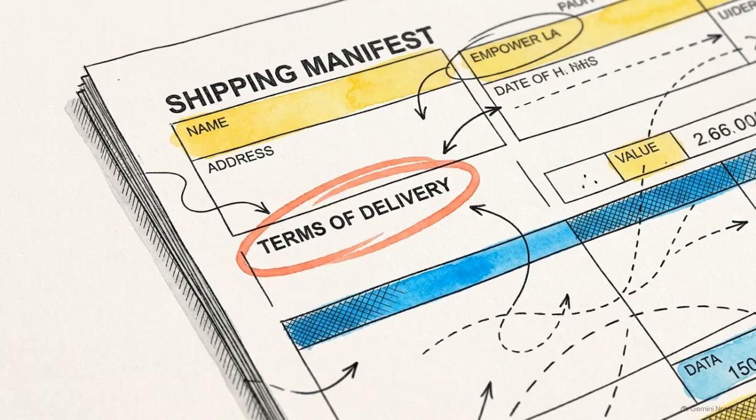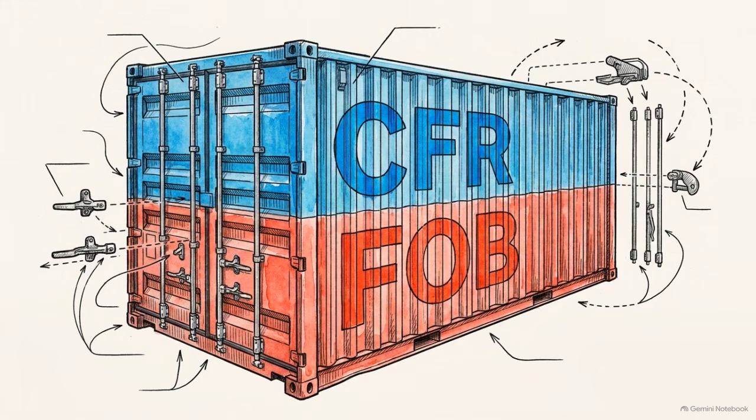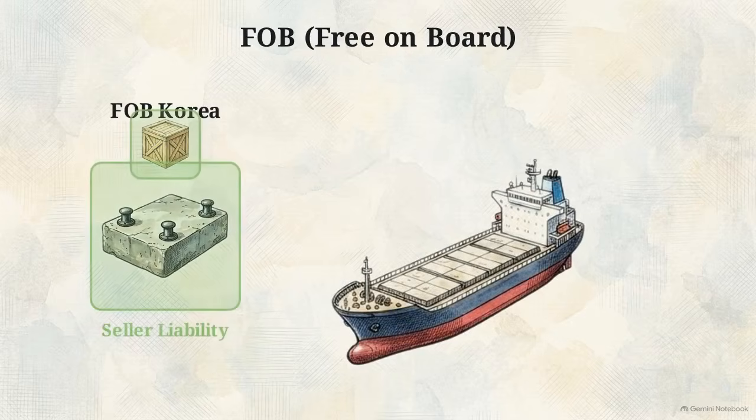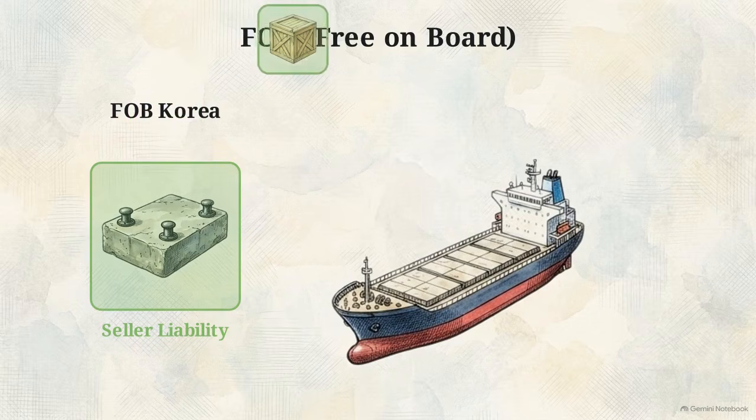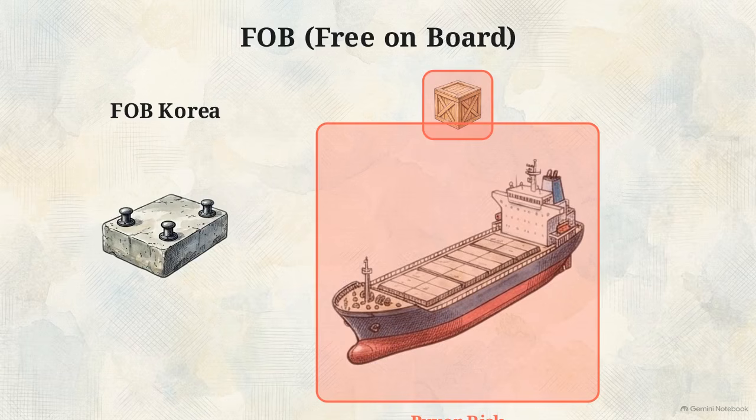Next to those geographic tags, the message relies on 3-letter acronyms like CFR and FOB. These are the literal instructions for global ocean transit. FOB stands for Free on Board. When a batch of styrene is marked FOB Korea, it means the seller is legally responsible for the chemical only until it is physically loaded onto the export vessel. After that, the buyer takes the risk.